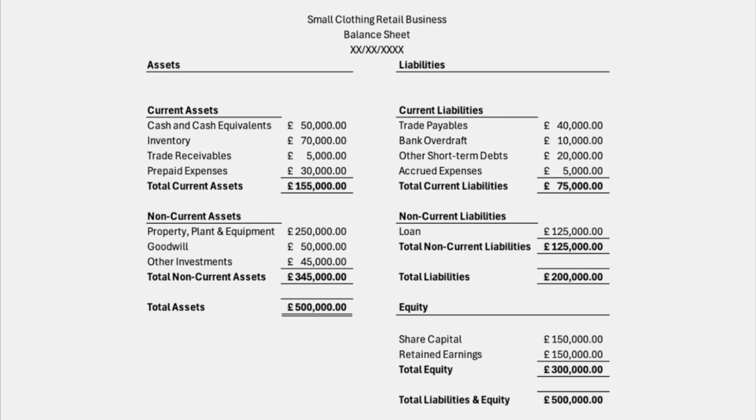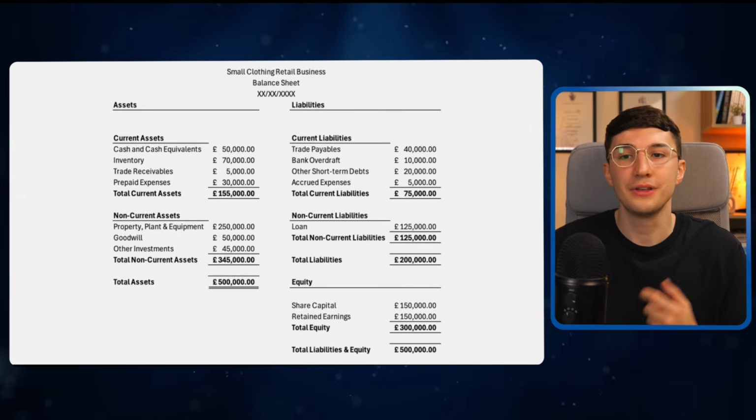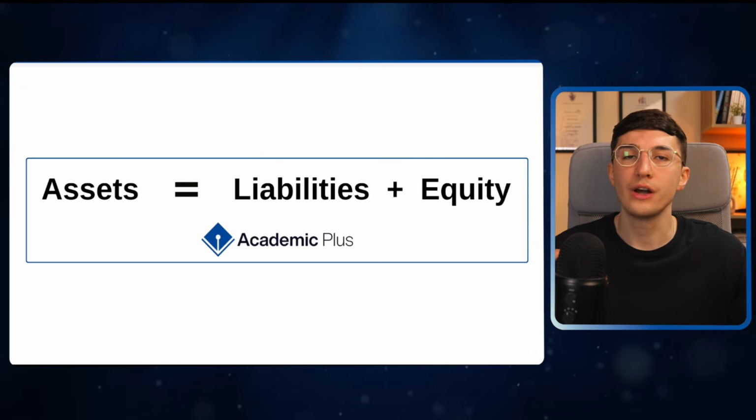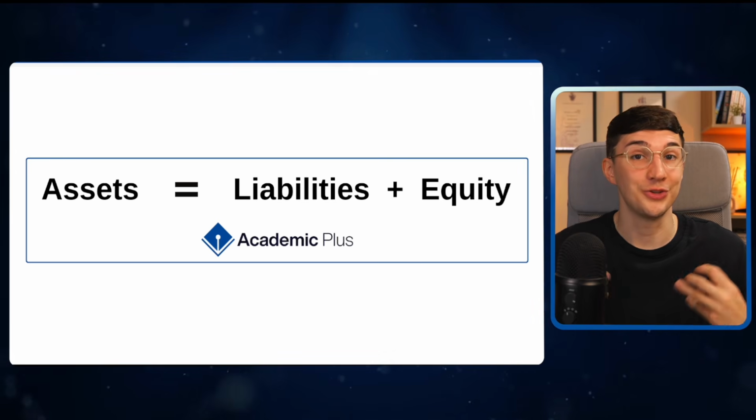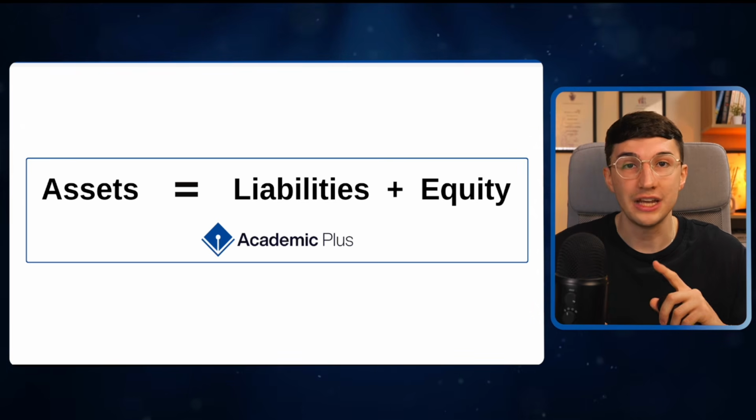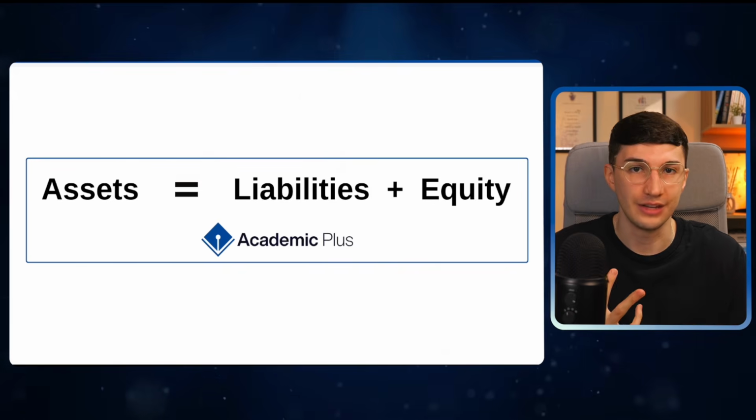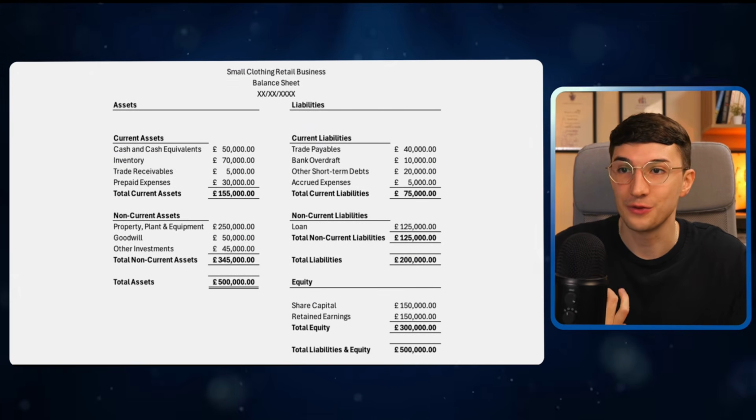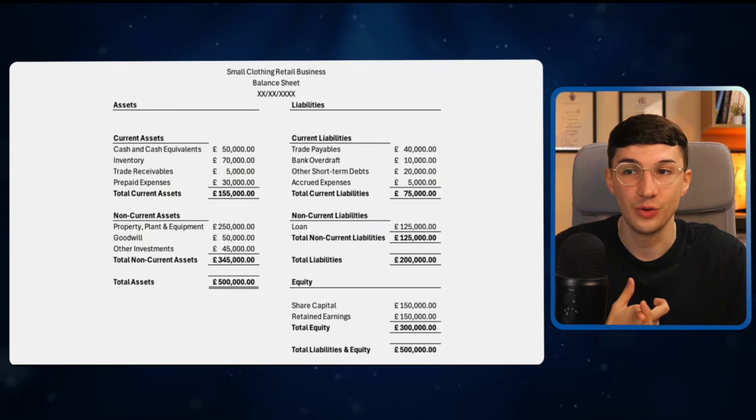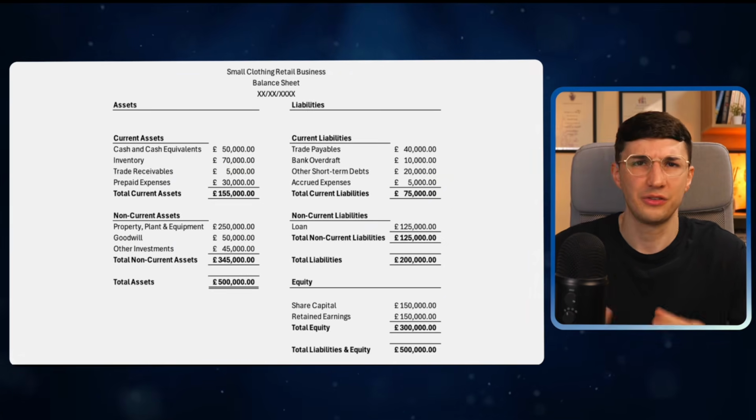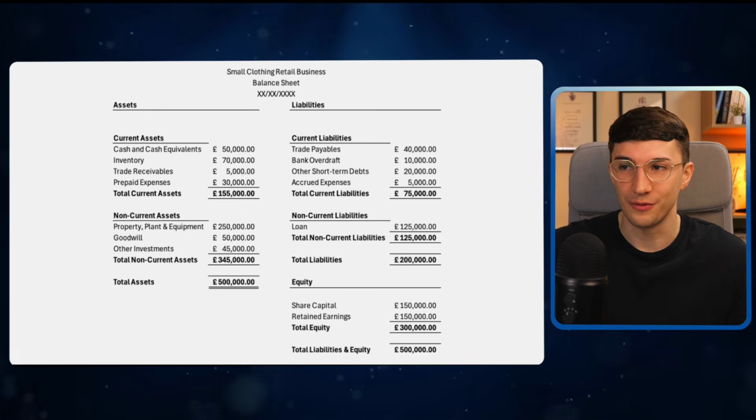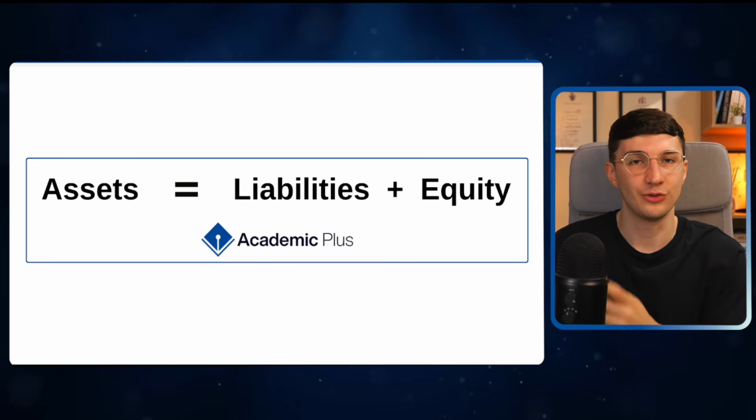Assets are the things that you own. Liabilities are the things that you owe. And equity has a couple of different definitions, but more on that in just a moment. Now, the reason why it's called a balance sheet is because it should balance. Our assets should equal our liabilities plus equity. Because when you look back here, you can see that the business's total assets are equal to £500,000, total liabilities £200,000, total equity £300,000. And of course, when you add those together, your total liabilities and equity equals £500,000. The exact same as your total assets.